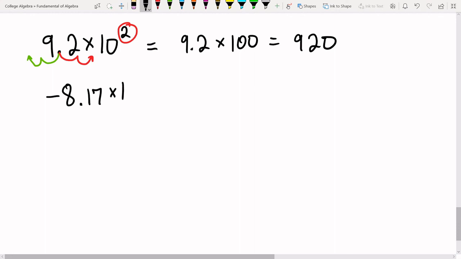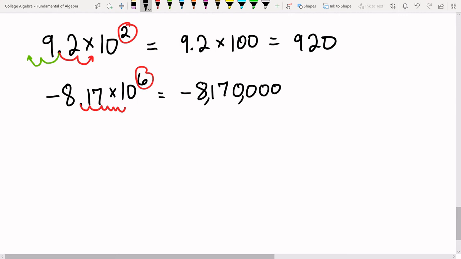Negative 8.17 times 10 to the 6. This is a positive exponent, so we're going to move it 1, 2, 3, 4, 5, 6. Every spot that's not filled with a number, we're going to fill with a 0. So we get negative 817, 1, 2, 3, 4 zeros. That's how many were not being filled here. So negative 8.17 times 10 to the 6 is negative 8,170,000. Again, negative 8.17 is a much easier number to work with, and 10 to the 6 tells you that it's a million because it's 6 place values larger than the 1 place value, which is the millions spot.